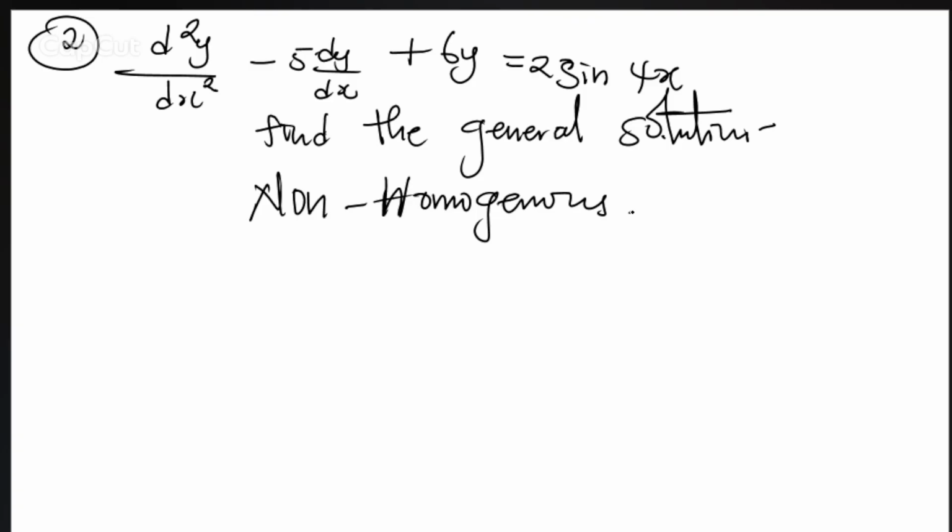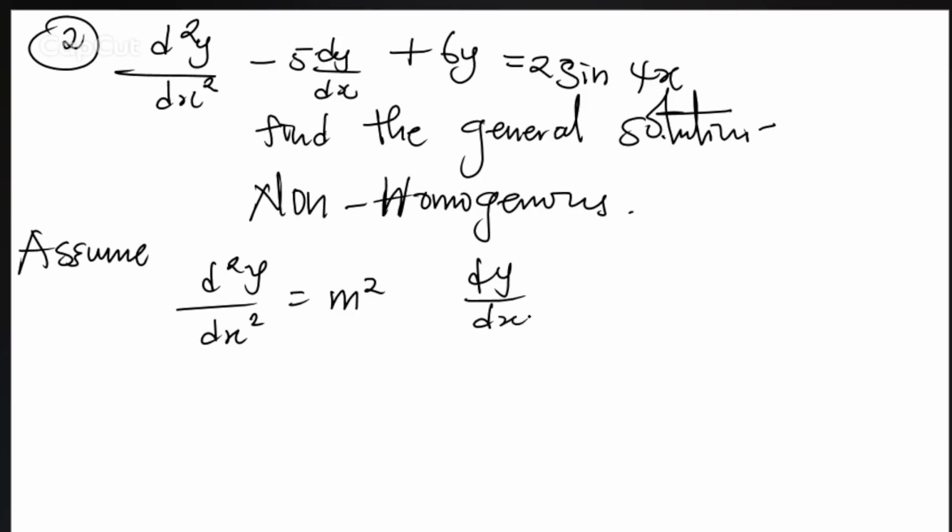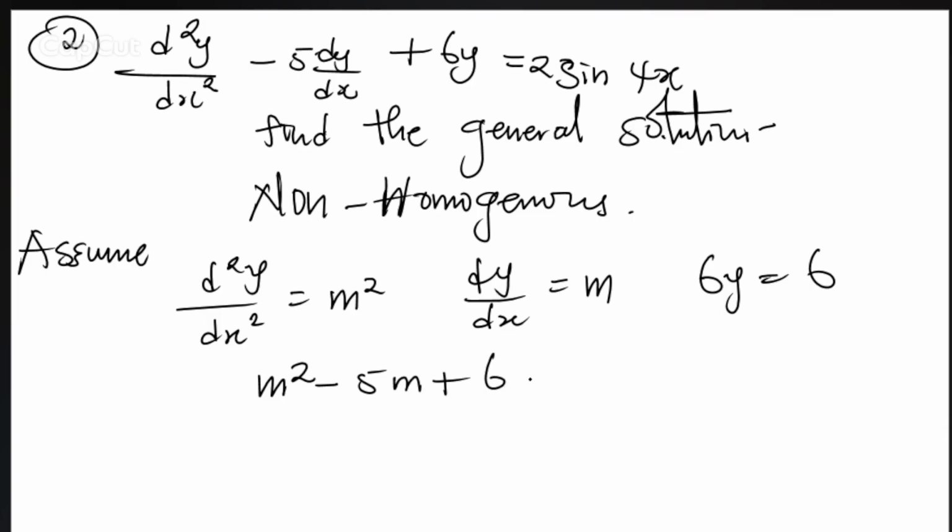After doing that, the next thing is to consider our given equation. You recall your auxiliary equation. For you to find the auxiliary equation, you always assume. So since we want to get our auxiliary equation, we are going to assume that d²y/dx² will be equal to m², dy/dx will be equal to m, and 6y there will be equal to 6. Are we together? So if we do that, we'll simply have m² - 5m + 6 = 0.